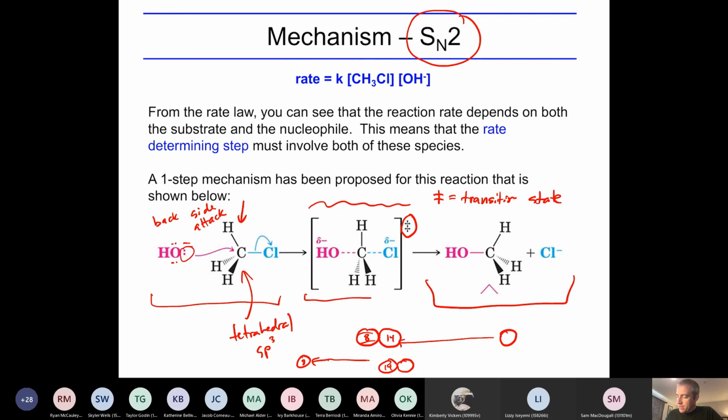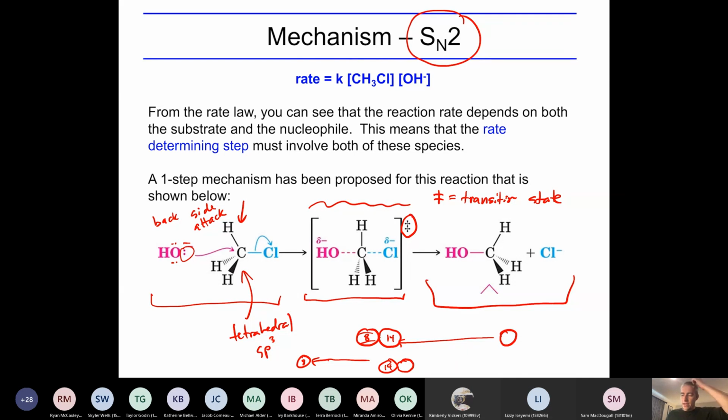This is sort of our attempt to draw this high energy transition state that's halfway between the starting material and the product. So this is kind of showing the OH is approaching, it's starting to form the carbon-oxygen bond, and the carbon-chlorine bond is starting to break. And once you kind of get over that activation barrier, then the CO bond forms fully, the CCl bond breaks fully, and you have your products.